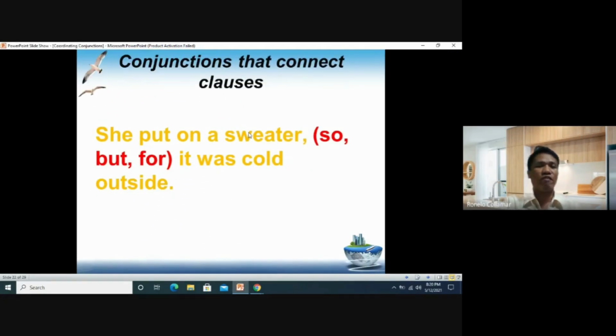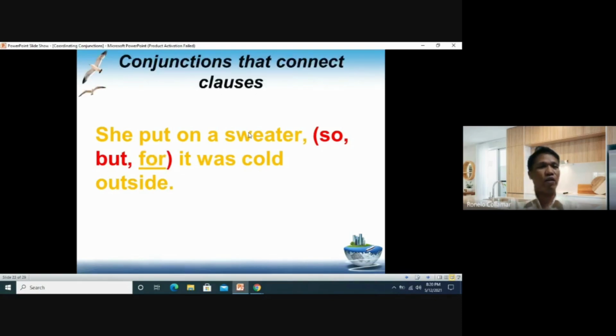And next we have here she put on a sweater. So, but for it was cold outside. What do you think is the answer here? Very easy, right? So we are combining clauses. The first clause is she put on a sweater. All right, so that's in the past tense. And then it was cold outside. So the answer here is for.